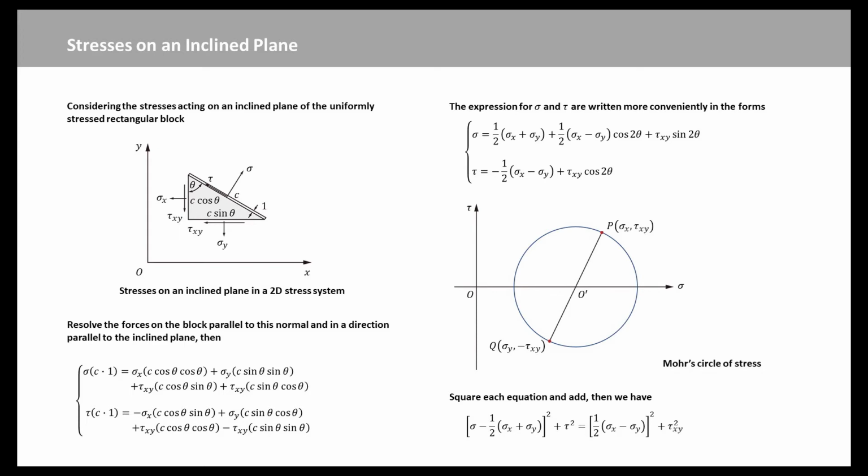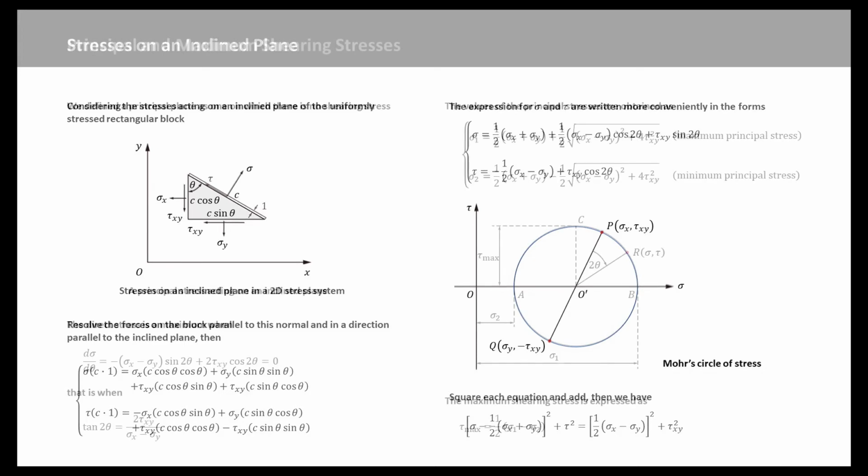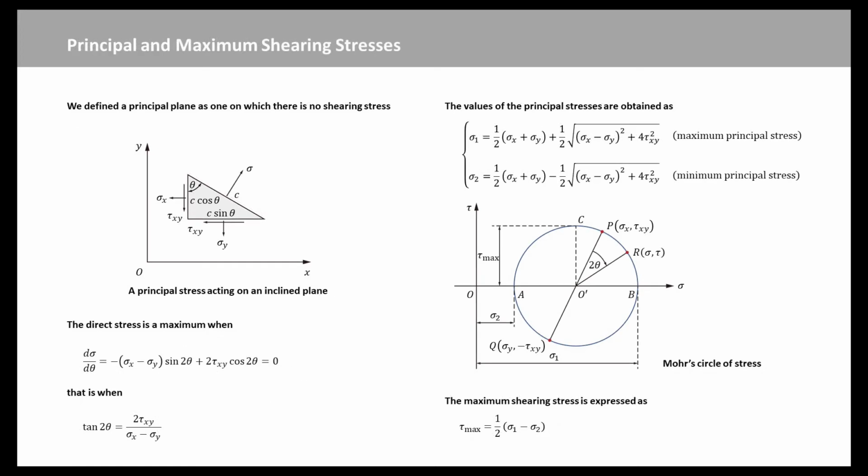Mohr circle of stress is shown on the right-hand side. Mohr circle is a graphical method for easily determining normal and shear stresses. The points P and Q correspond to the stress states sigma x, tau xy, and sigma y, negative tau xy, respectively, and are diametrically opposite. From the Mohr circle of stress, it is clear to see that the principal stresses are defined by tau equals 0. The maximum shear stress is the radius of the circle.